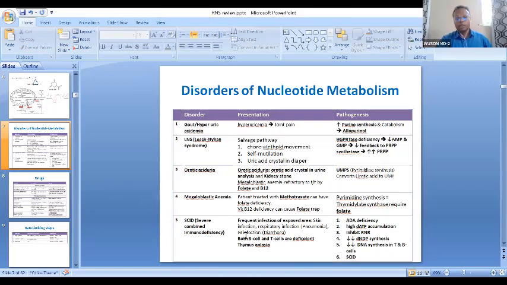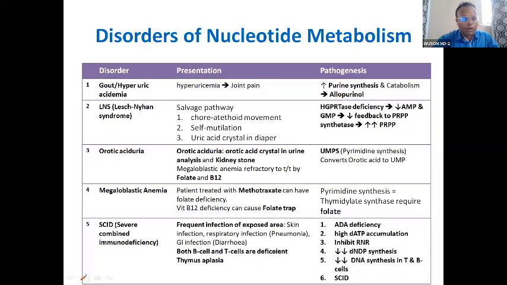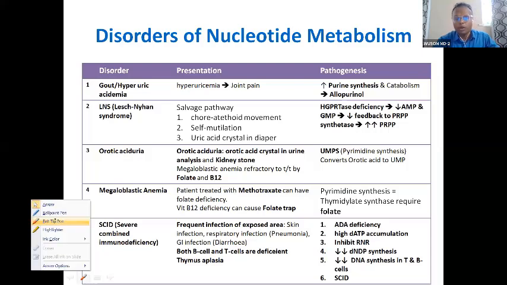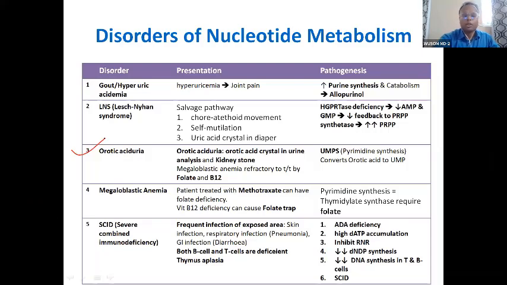So these are the things you will see in this disorder. Okay, you got me? Yes. So Lesch-Nyhan syndrome. Now orotic aciduria. First you have to recognize that orotic aciduria is because of a pyrimidine synthetic pathway defect. Okay, there are 2 types of orotic aciduria.